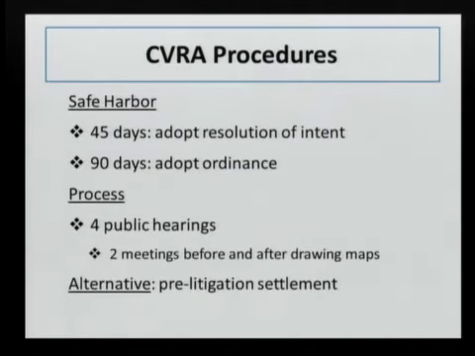So now we'll talk about some of the procedures that we're going to be working with in the CVRA context. The CVRA provides, and this is a recent amendment, I should say, effective, I believe, January 1st, 2017, what you would refer to as a safe harbor if the city follows these provisions, which means that it is safe from a lawsuit based on having an at-large election system.